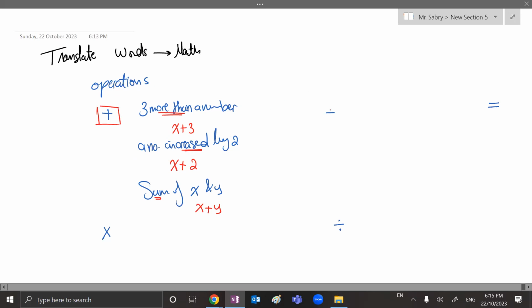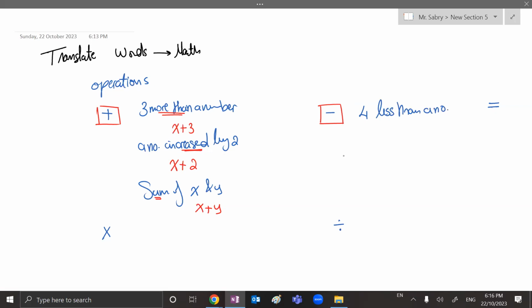So what represents the minus then? Less than. So if I say 4 less than a number, how do I write this down? How do I translate this? Yes, exactly. It's not 4 minus x. It goes with the x first, a number first, and then less than that number before. So I'll subtract from the number 4.